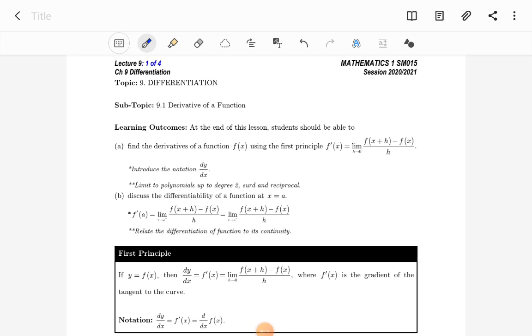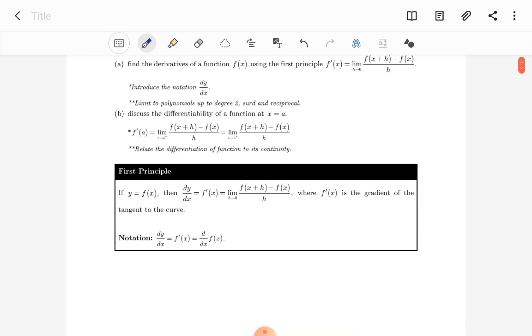Chapter 9, Differentiation. At the end of this video, students should be able to find the derivative of a function using the first principle. Firstly, you need to know that dy/dx, the differentiation, can be written as f'(x) and equals d/dx of f(x).